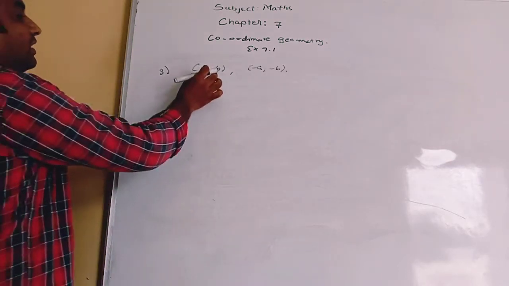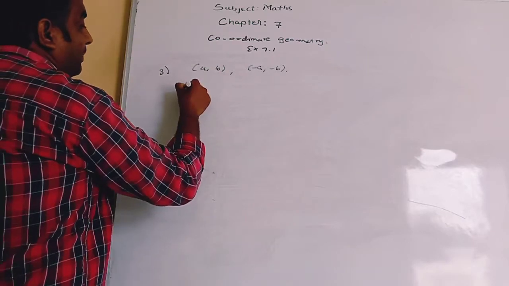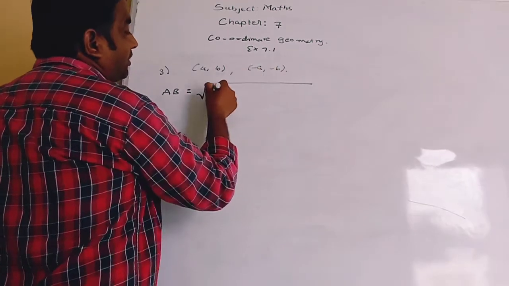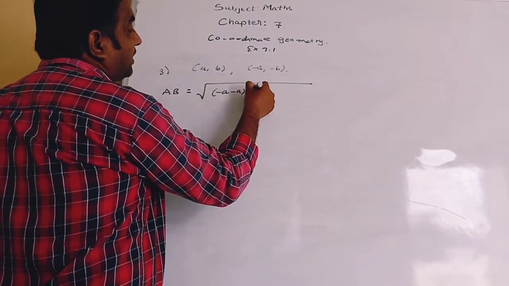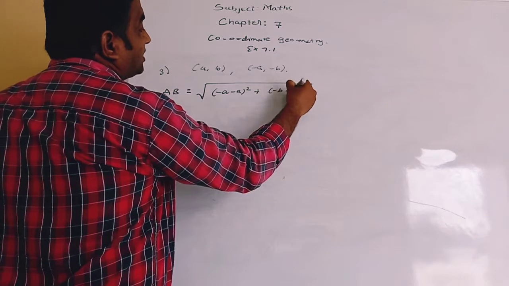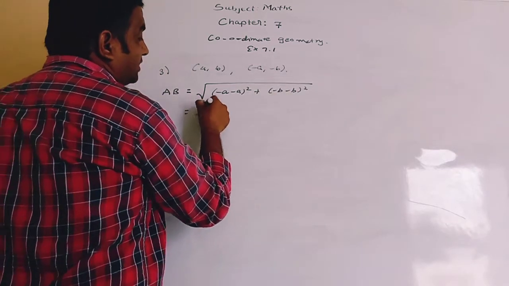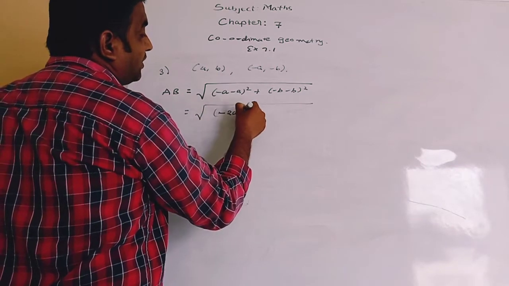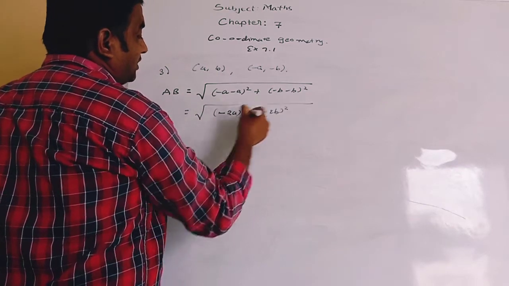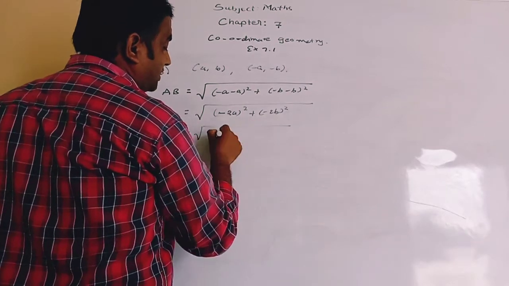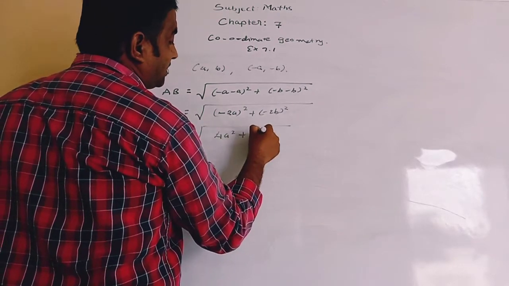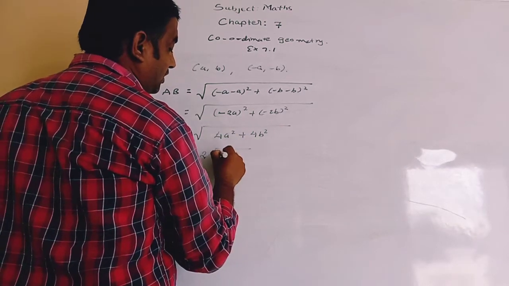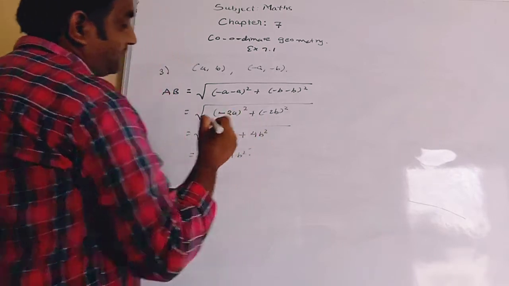Now the third one is here: A, B and minus A, minus B. So we apply the distance formula, that AB equals the square root of (minus A minus A) square plus (minus B minus B) square. So it is (minus 2A) square plus (minus 2B) square. So minus 2A square, that is 4A square plus 4B square. And so 4 we take out common, so it will be 2 under root A square plus B square.